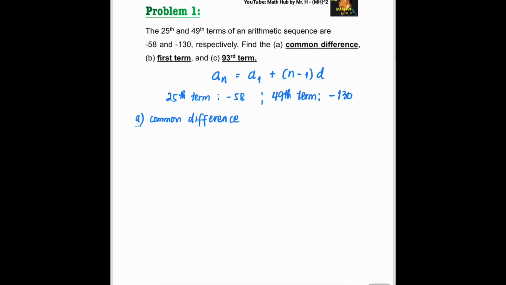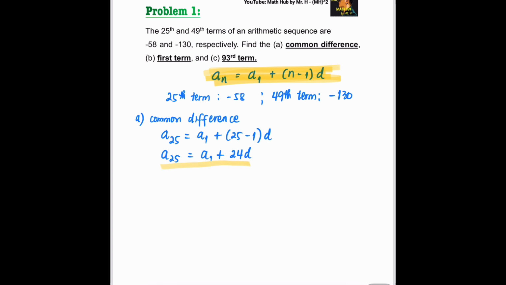In order for us to find the common difference, we will be applying, again, the formula. We're going to start with the 25th term first. So we'll have a sub 25 equals a sub 1 plus 25 minus 1 times d for the common difference. Then we carry on simplifying the right-hand side. So a sub 25 equals a sub 1 plus, 25 minus 1 is 24, times d is 24d. So this part right here is what we will be using later.